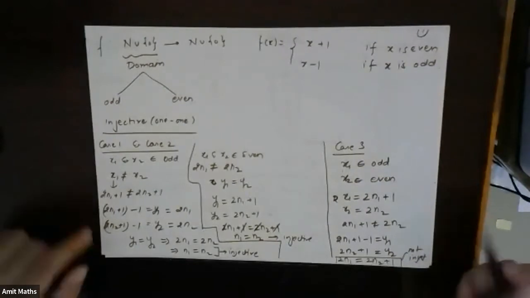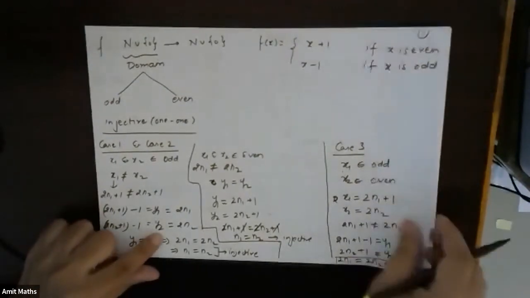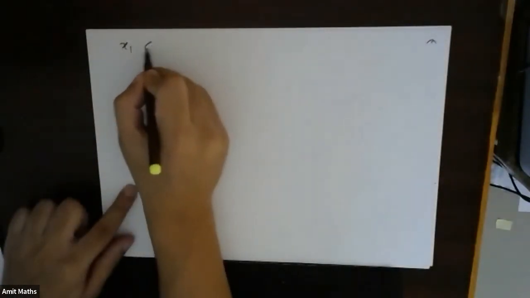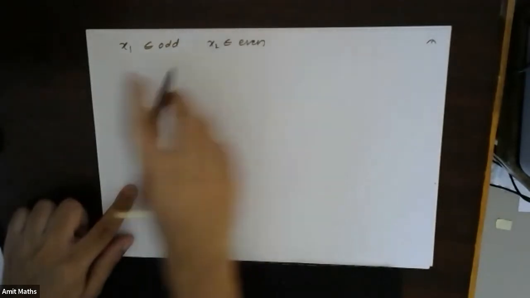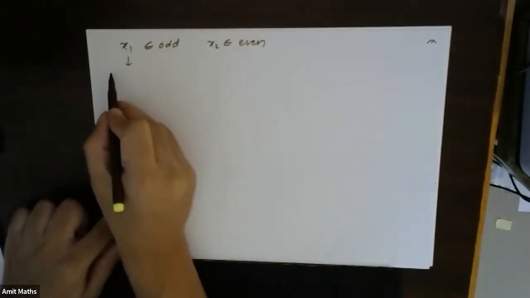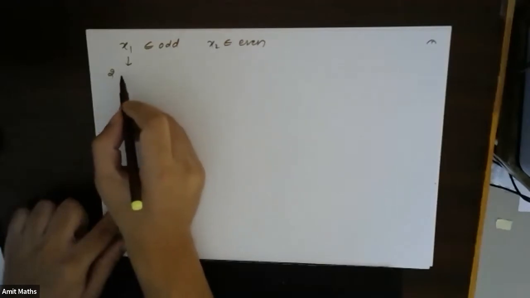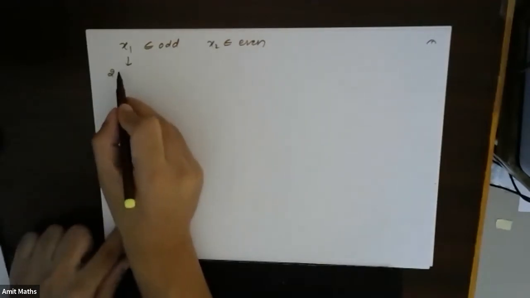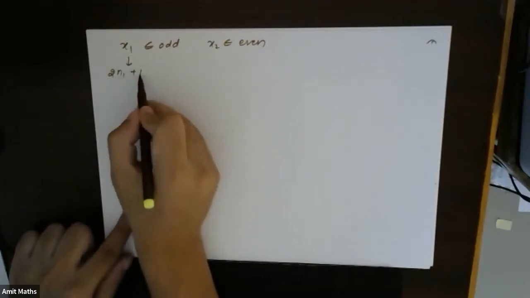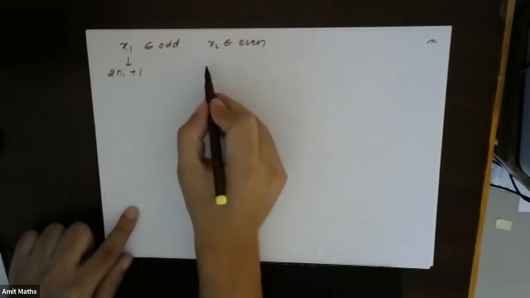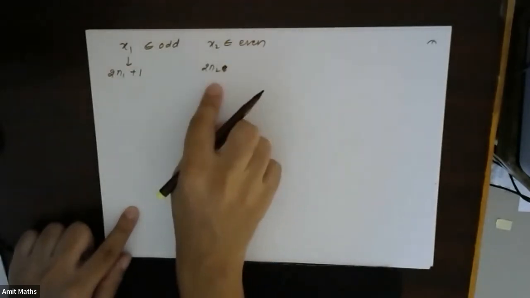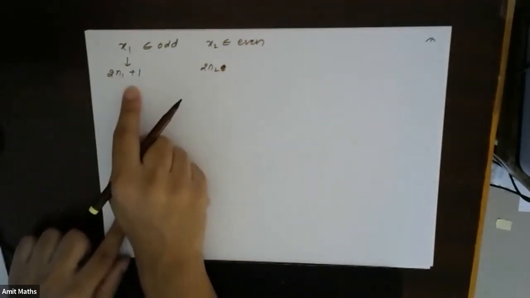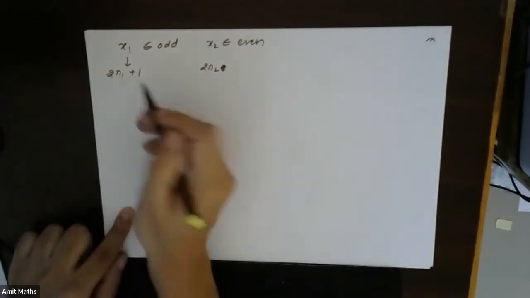I'll take the third case once again. I think I made a mistake, so I'll check once again. So we have x1 belongs to odd and x2 belongs to even. If x1 belongs to odd, I can write this as 2n1 plus 1, and x2 as 2n2. 2n1 plus 1 is of odd form. So this is one more thing.